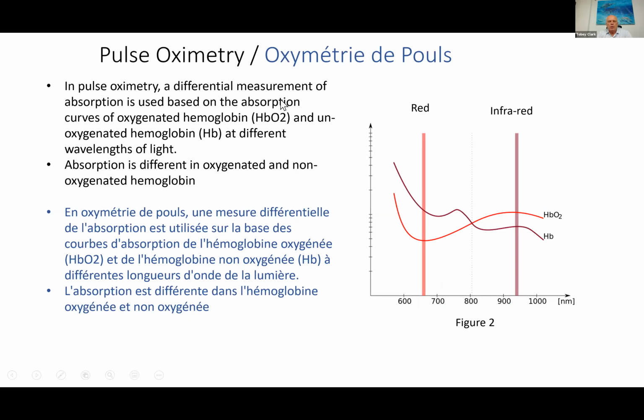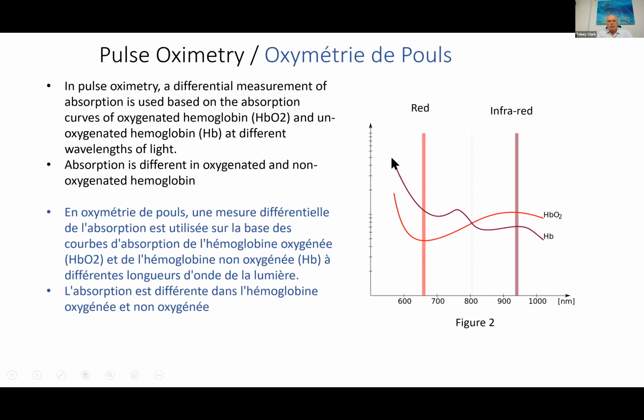So how does the pulse oximeter work? It's really making a differential measurement of the amount of light from a red and an infrared light emitting diode that are in the finger probe, being measured by a photodetector.